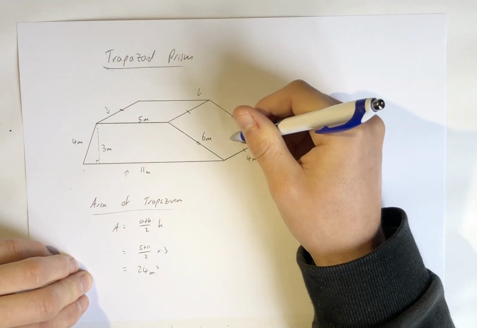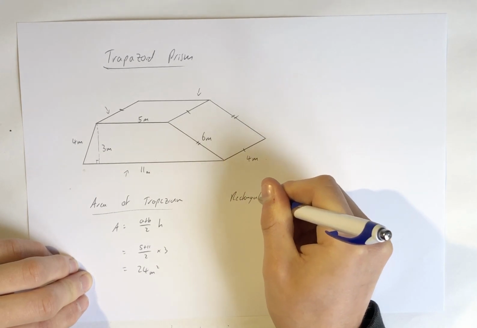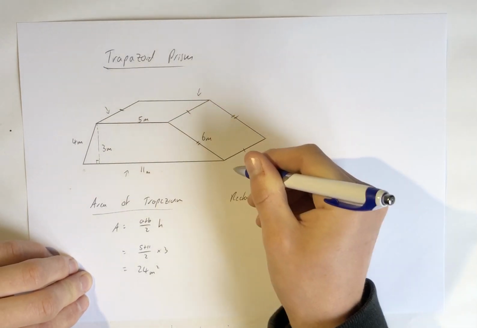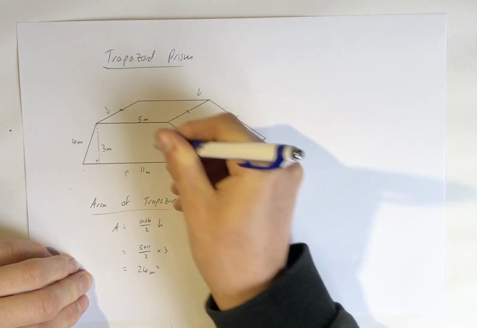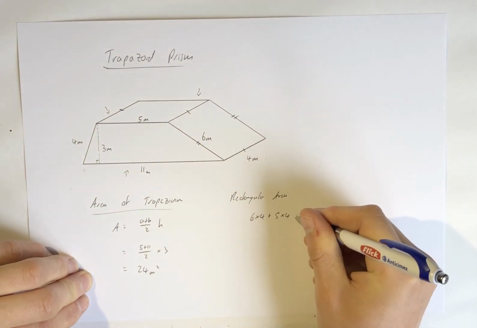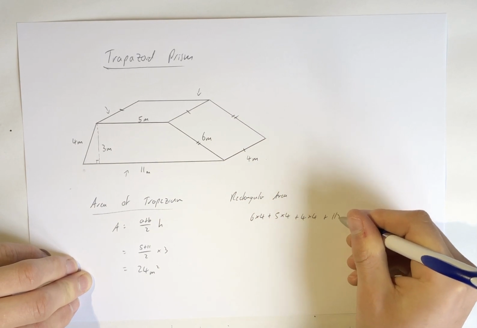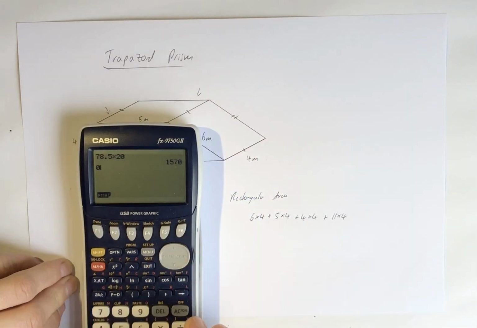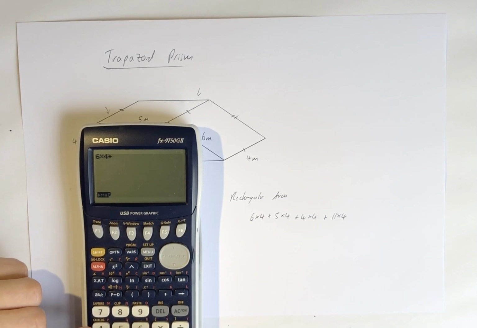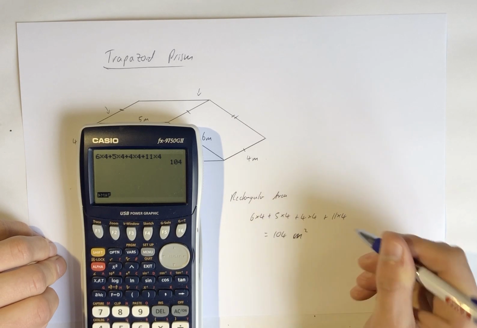And now we're just going to calculate these rectangular faces. Rectangular area, we have a 6 by 4. We have a 5 by 4. We have a 4 by 4 on the back. And we have an 11 by 4 on the bottom. So the total rectangular area is 6 times 4 plus 5 times 4 plus 4 times 4 plus 11 times 4, 104 meters squared, isn't it?